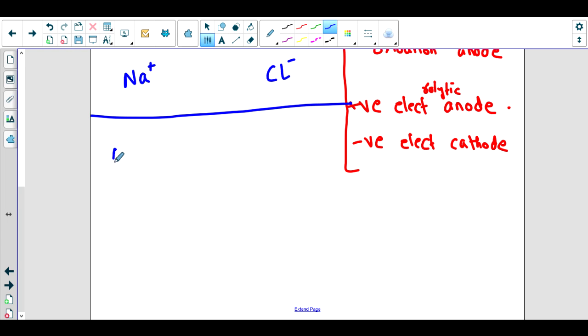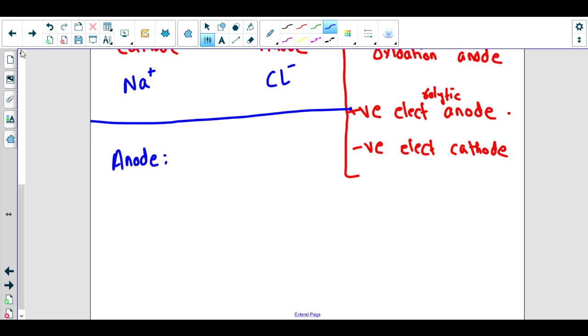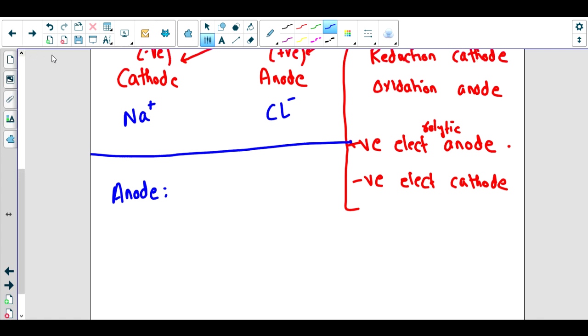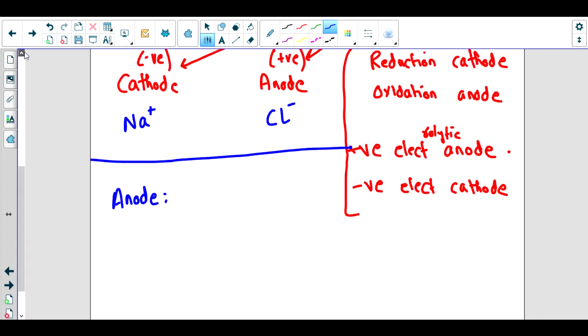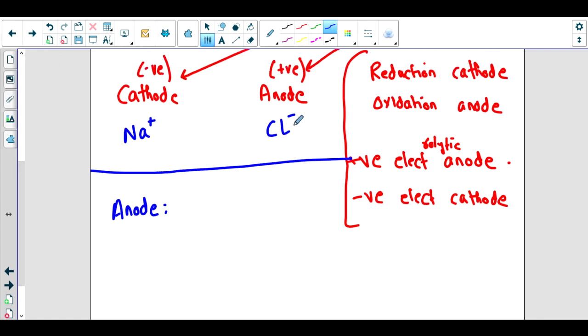What will happen at anode? First we want to write the equation of anode. It's the positive terminal, and we have Cl- here, and at anode we have oxidation. Oxidation means loss of electrons. Cl- will lose an electron and become Cl plus an electron.